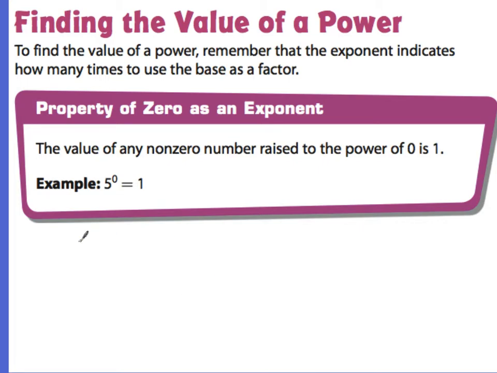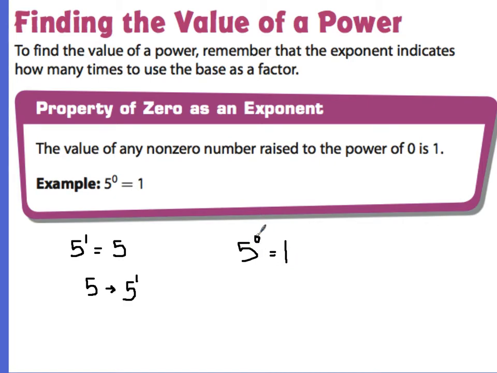Another common occurrence is seeing just a number like we saw before. Anytime you see a number with no exponent, in theory, there is an exponent there, and that exponent is the number 1. So if you see 5 to the first, that means 5. Or if you see 5, that can be written as or means 5 to the first power. Okay? But 5 to the 0, or anything to the 0 power, automatically gives you 1.